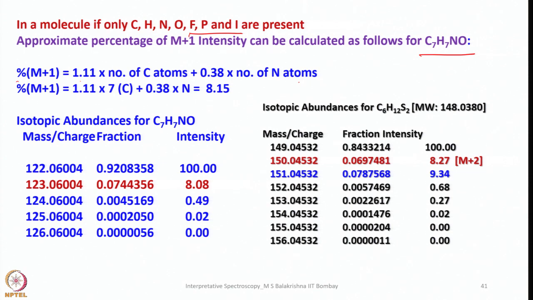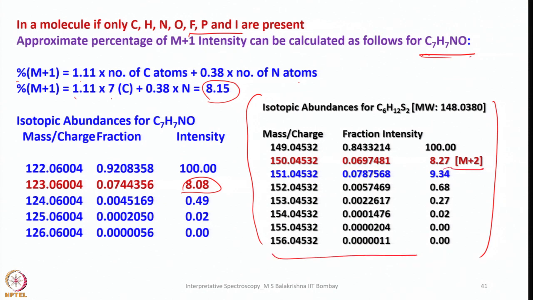So that means if we take here, the values are given here, 1.11 into 7, and then 0.38 into n, so it gives around 8.15. This comes very close to this value here. So this is actually, I simulated for this one and I obtained this data, and clearly it shows about an M plus 2 peak here. So you can get the value calculated here, and we are getting 8.08 here.